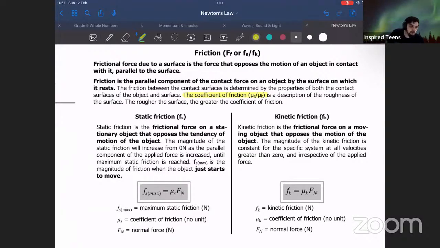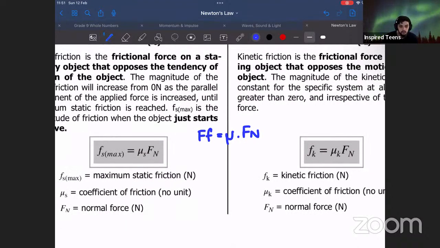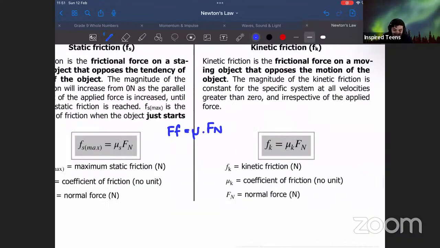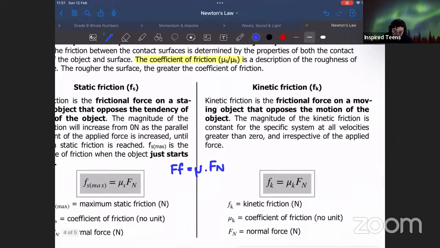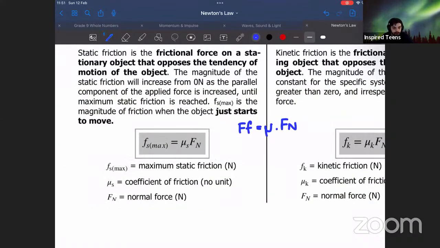Okay, so then we have this force, which is Fs max is equal to mu s times Fn. The coefficient of friction, the symbol is known as mu. So in general, the formula here is that frictional force is equal to mu times F normal. When we deal with static friction, we deal with the static coefficient of friction, or the static mu, which is known as mu s. And then when we deal with kinetic, which we'll learn in a bit, we deal with the kinetic coefficient of friction. Okay, so that's the general formula. Friction is equal to mu times F normal.